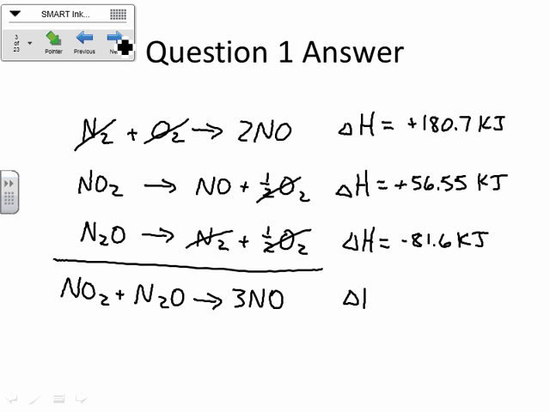So then all you have to do at the end, because we added the equations together, is add up the delta H's as well. And the number we should get here should be 155.65, and if we're rounding this to sig figs, 155.6, correct, I guess. Kilojoules.